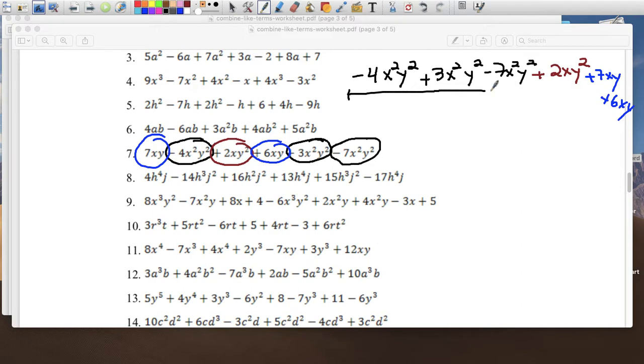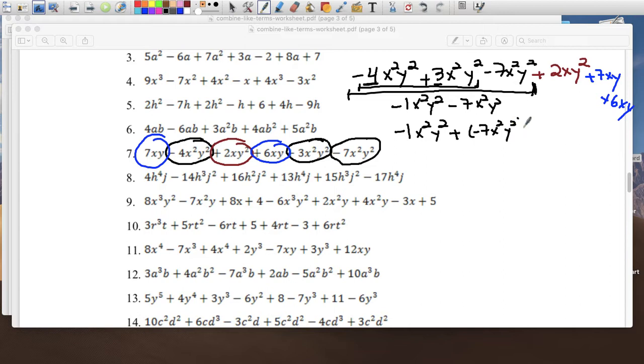So let's do these 3 first. So negative 4 and plus 3, well, there's more negatives, so the negatives are going to win. So it's going to be negative 1x squared y squared, which I'm now going to do with that 7x squared y squared, right? So I did these 2 first. I've got negative 1, and then I'm going to subtract with minus 7x squared y squared. So negative 1x squared y squared plus negative 7x squared y squared. They're both negatives, so I'm going to get negative 8x squared y squared.